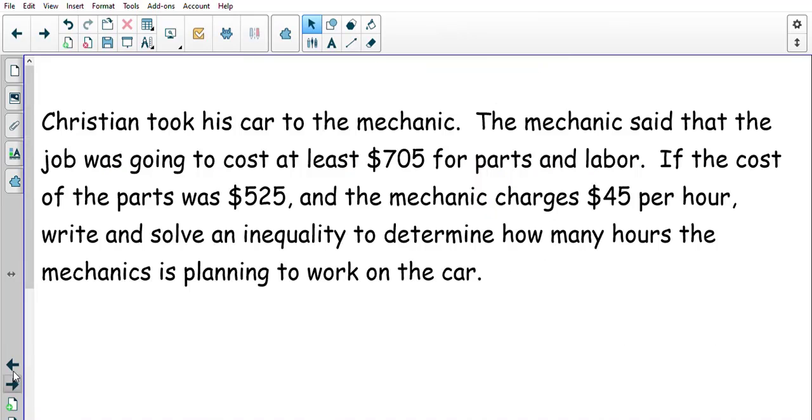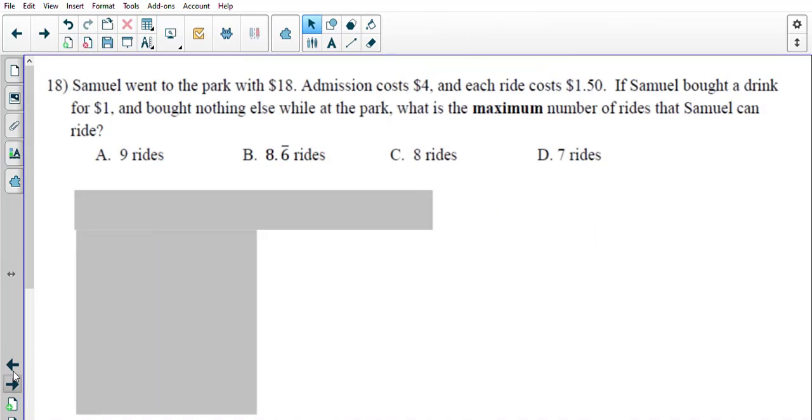All right. I can also guarantee that you're going to see a question similar to that when we do our review sheet. I did put one very similar to it on the review sheet, so we would get some additional practice with this concept. All right, let's take a look at number 18. Samuel went to the park with $18. Admission costs $4, and each ride costs $1.50. If Samuel bought a drink for $1 and bought nothing else while at the park, what is the maximum number of rides that Samuel can ride?